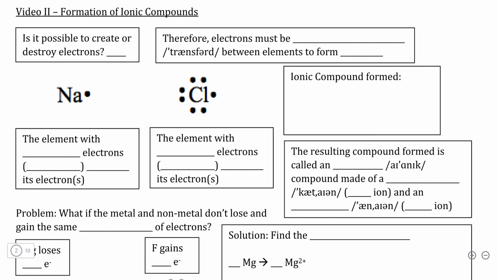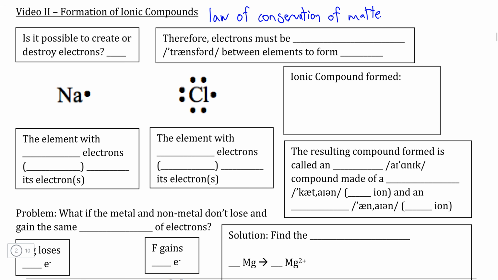In this video, we're going to look at what happens when we combine multiple ions together, as well as explain what happens to electrons when an element loses an electron or when an element gains an electron. Now, in order to talk about this, we need to discuss something that has a relatively complicated name, but is relatively simple in concept, and that is what we call the law of conservation of matter.